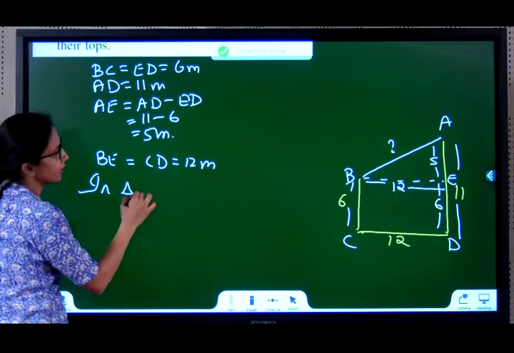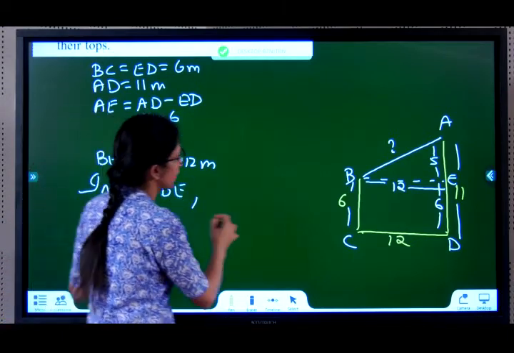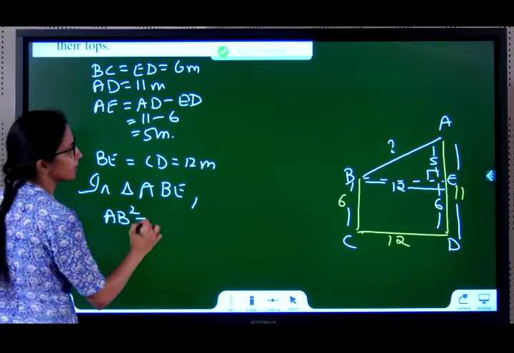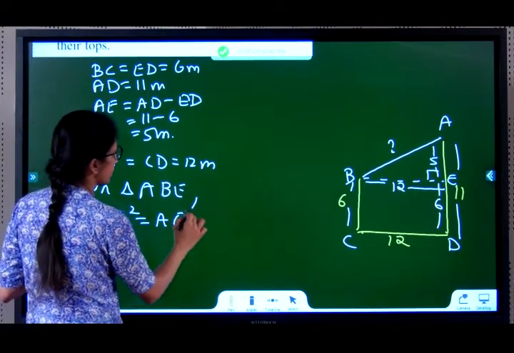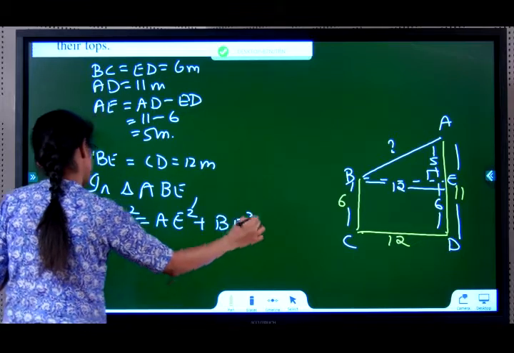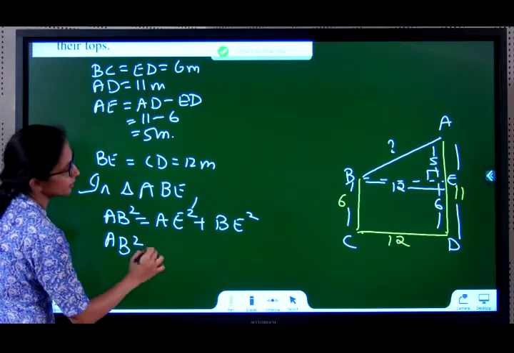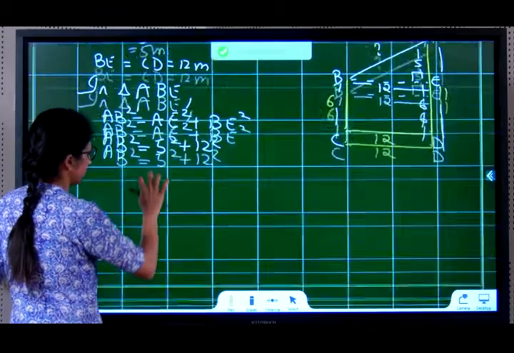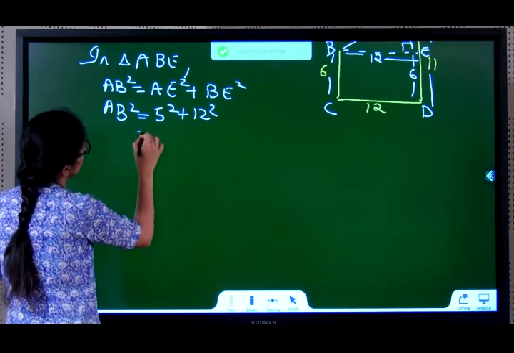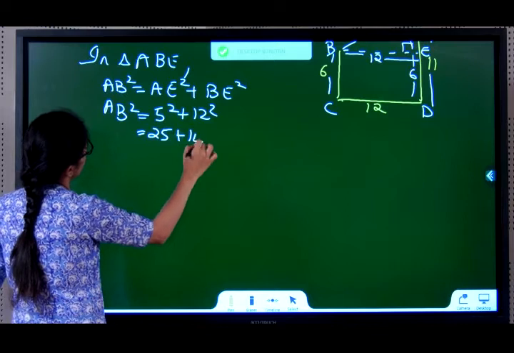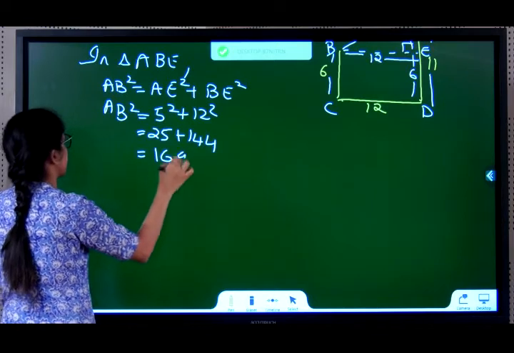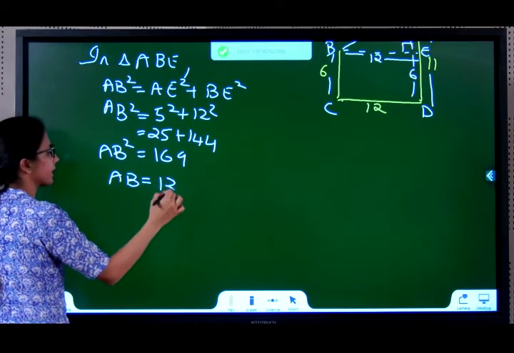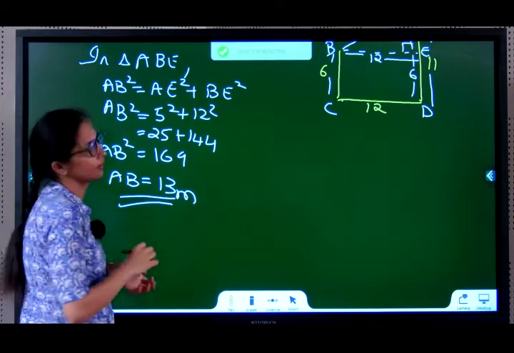Now in triangle ABE, this is 90, yes. So I can say AB square is equal to AE square plus BE square. AB square is equal to 5 square plus 12 square. 25 plus 144, 169. So AB is equal to root of 169, which is 13 meters.